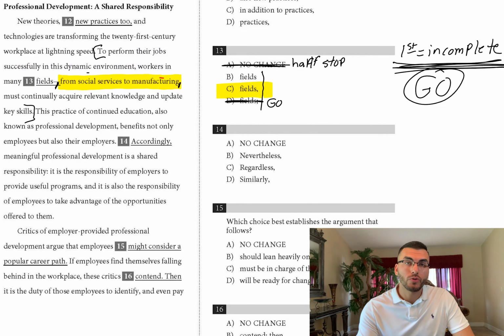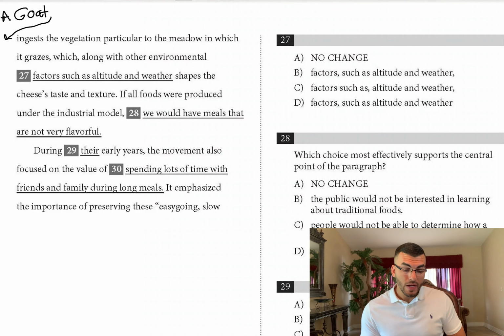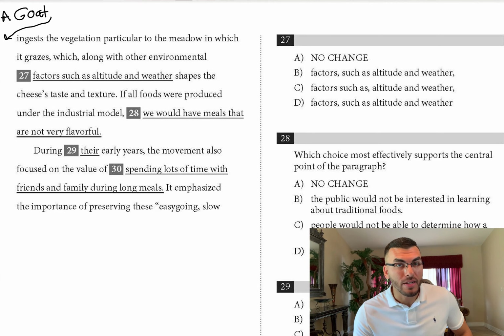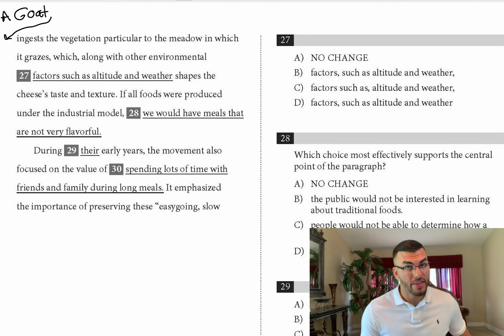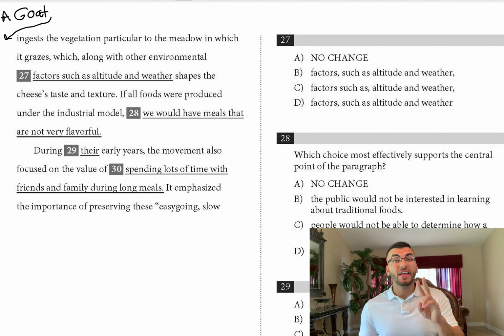Let's look at number 27. Okay, so looking at 27, what's changing in between the answer choices? The commas, but only the commas. So what are we going to be dealing with, guys? Two things, right? Either a list or unnecessary information.